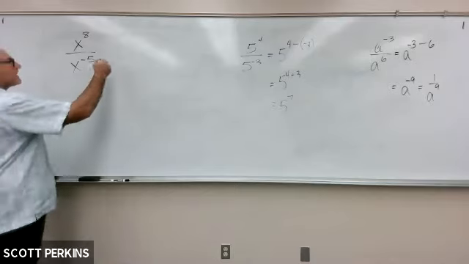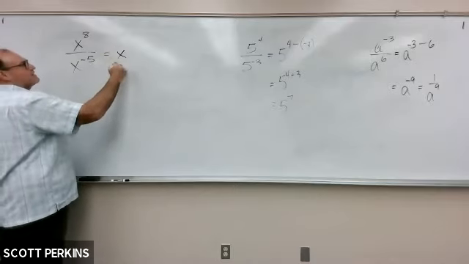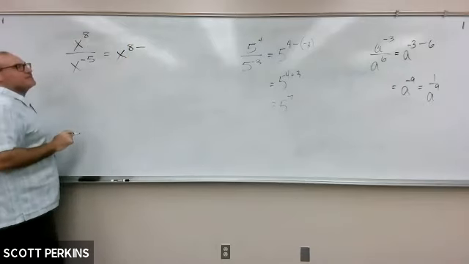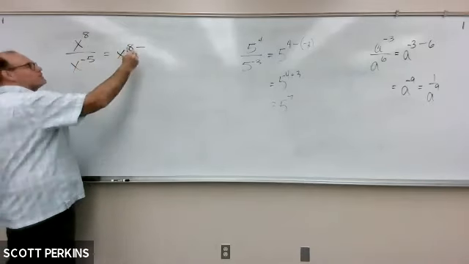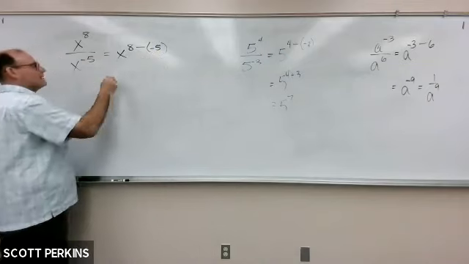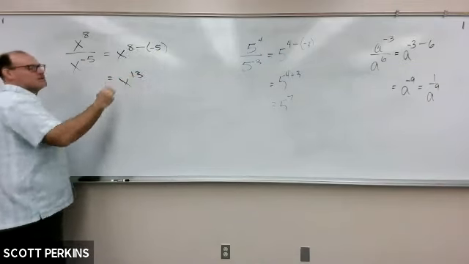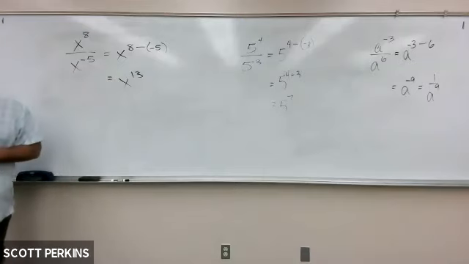Again, I'm going to subtract. I've got x. The top exponent is 8 minus, because it's a division problem, and the bottom exponent is a negative 5. So once again, I'm subtracting a negative. So that's 8 plus 5, or in other words, x to the 13th power.